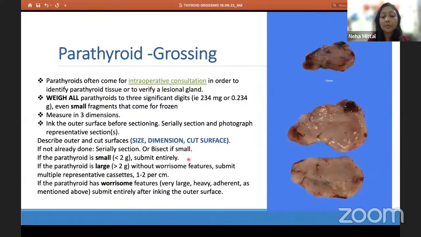If large, without worrisome features, submit multiple representative sections. Ideally speaking, again, more is better, submit entirely. If worrisome features, which means very large, heavy, adherent to surrounding structures, or the surgeon raises a concern for a malignancy in the parathyroid, or the preoperative biochemical markers, very high serum calcium, more than 15, very high serum parathyroid hormone levels, all those, then submit entirely after inking the outer surface of the parathyroid gland. It is very important.